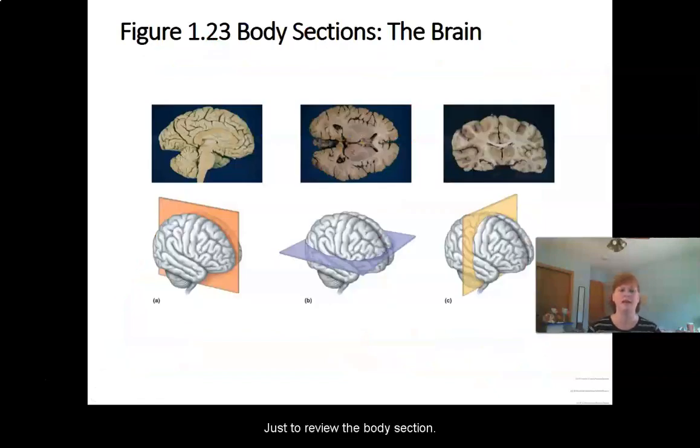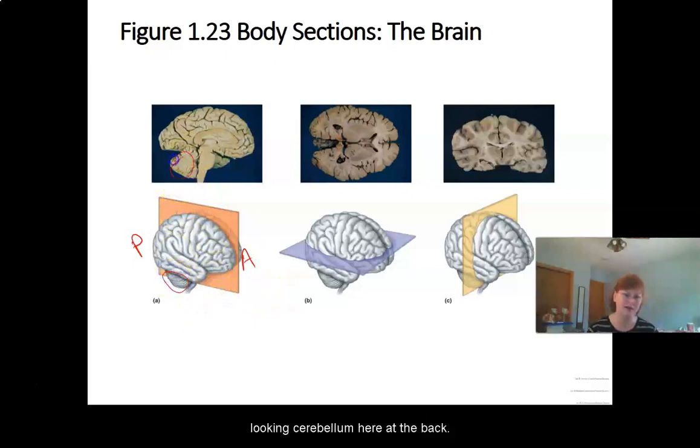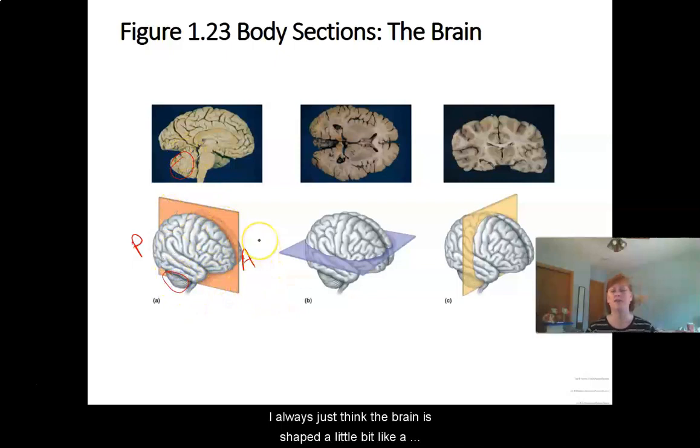Just to review the body sections, so I've got 3 brains here. Pause the video and try to name each of these planes, and then come back and I will tell you which ones they are. So if I'm looking at this brain here, this is the front or anterior, and this is the back or posterior of this brain. I can tell that because I'm seeing this kind of cauliflower-looking cerebellum here at the back. I always just think the brain is shaped a little bit like a baseball cap. It's wider in the back and it gets narrower towards the front, towards the brim.